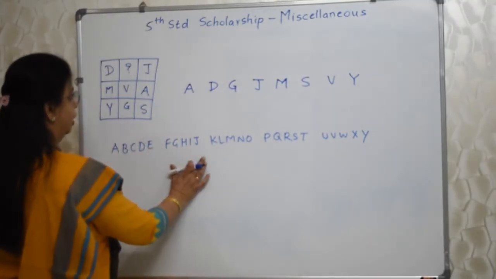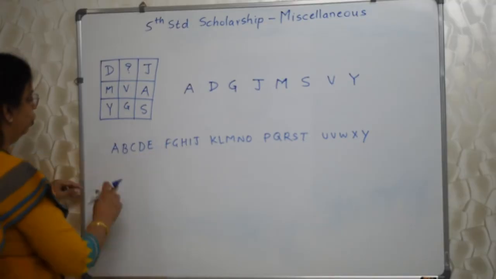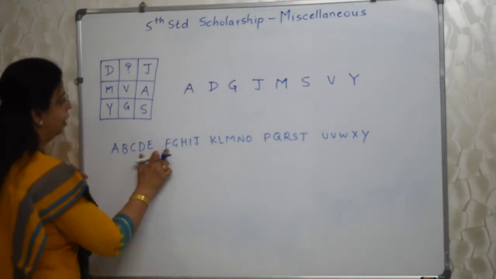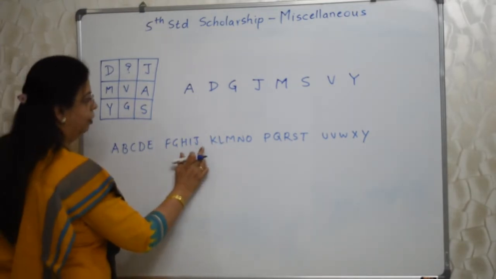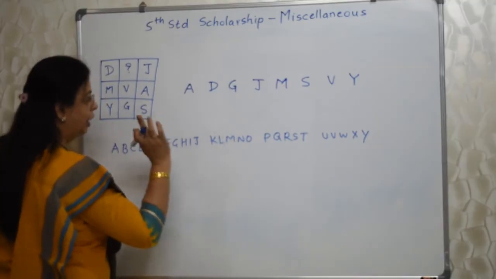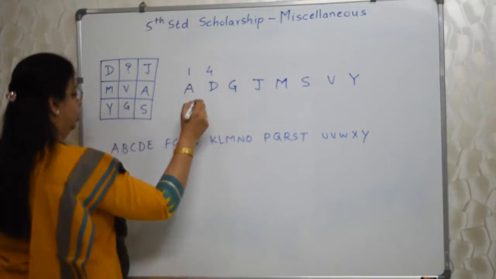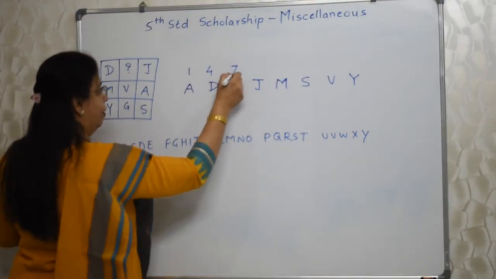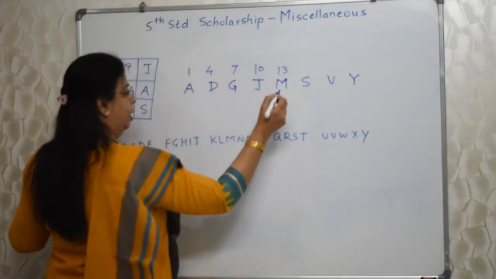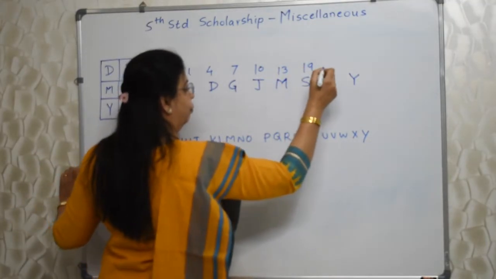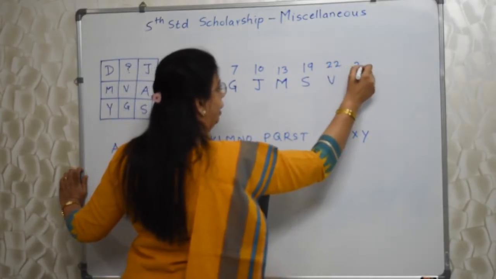There are groups of 5. So if you want to find out the serial number of F, you don't have to do 1, 2, 3, 4, 5, then 6. If I want to find out M, 5, 10, 11, 12, 13. Like that you should do. Okay. So A is 1, D is 4, G is 7, J is 10, M is 13, S is 19, V is 22. And Y is 25.